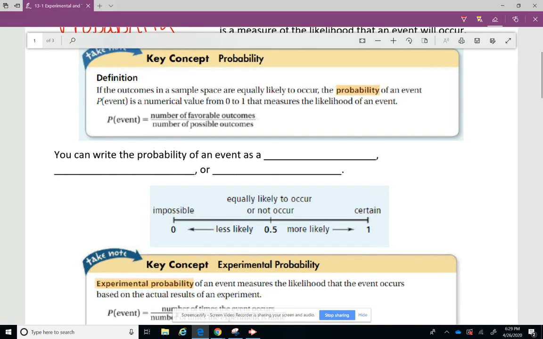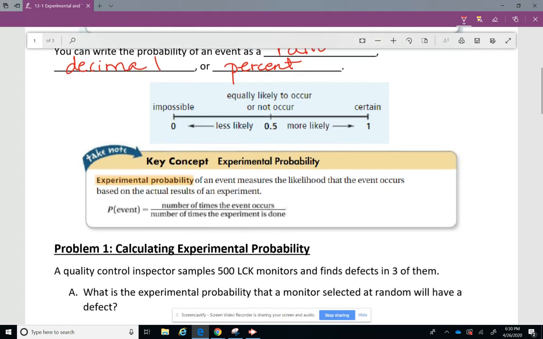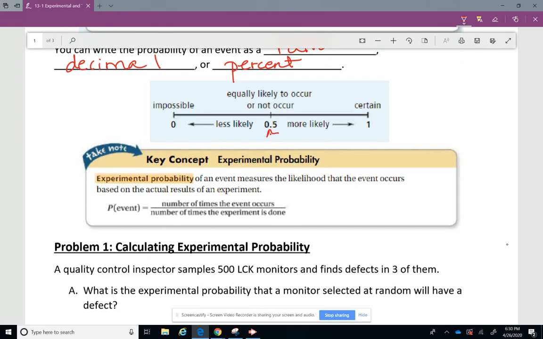All right, so you can write probability 3 different ways. You can write it as a ratio, which is probably what we'll do. You can write it as a decimal, and you can write it as a percent. You see here that if it's 1/2, that's equally likely to occur or to not occur. Okay, half and half. Less likely events are less than 1/2, and more likely events are more than 1/2.